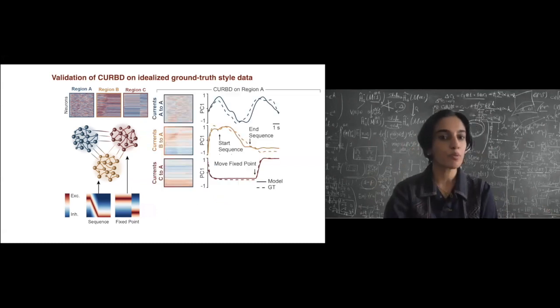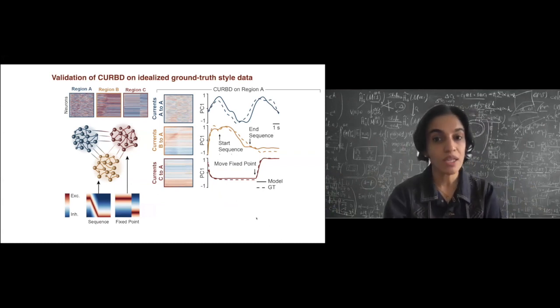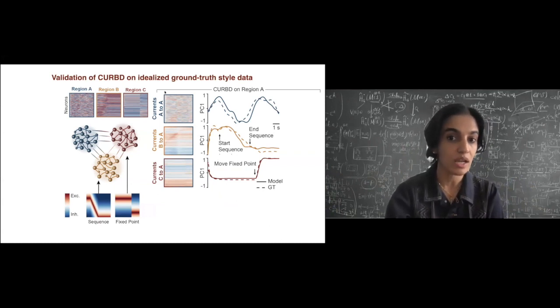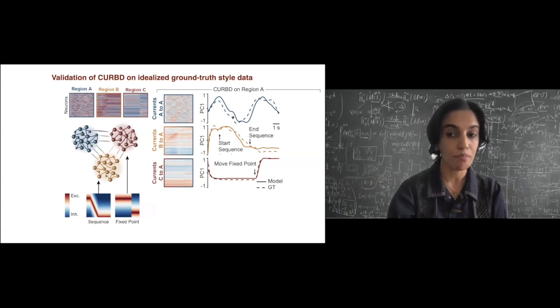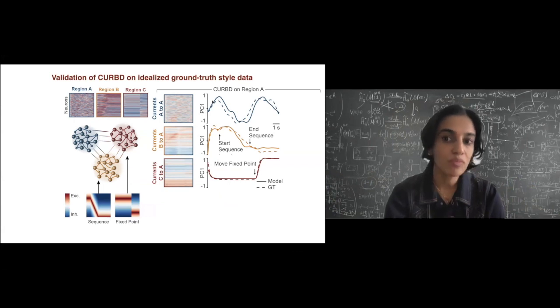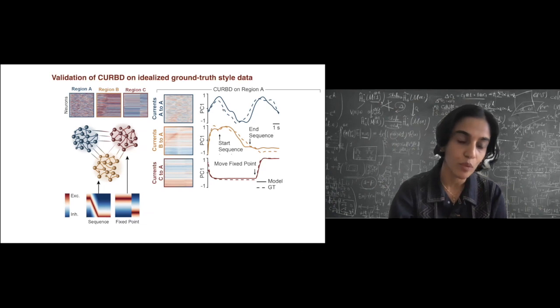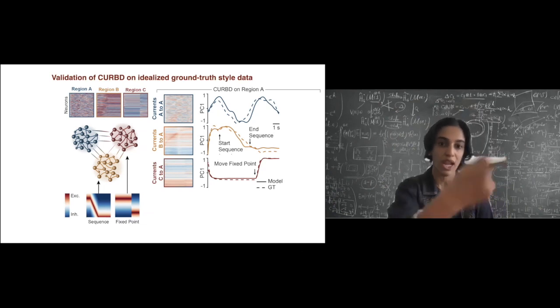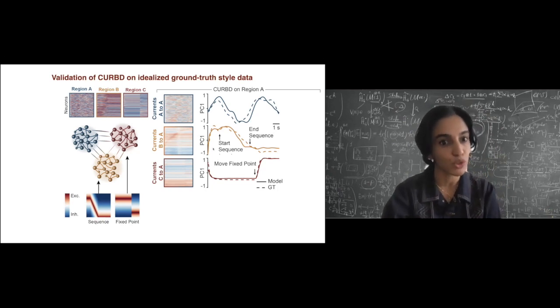So what do those principal component activities look like as a function of time? This is again the component currents: currents from A to A here, currents from B to A here, currents from C to A here. And here's the first principal component as a function of time. The solid line is that first principal component over time. The dashed line is the ground truth, which I've extracted from multiplying the J with the source currents from the generator model. And you see that the network does capture those features, right?